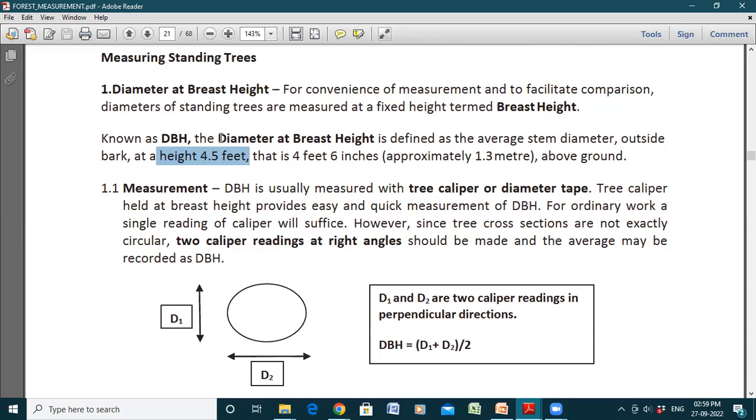What I'm saying here is that for diameter at breast height, we are considering stem diameter outside the bark and at a height of 4.5 feet. 4.5 feet means 4 feet 6 inches, that is approximately 1.3 meter above the ground. And this is known as DBH or diameter at breast height. Remember, 4.5 feet, 4 feet 6 inches or 1.3 meter. Now measurement.